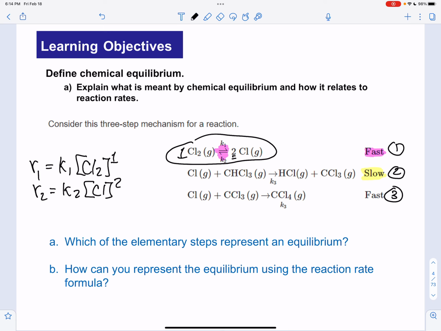So how can you represent the equilibrium then? Well, we can say that k1 times chlorine to the first order is going to equal k2 times atomic chlorine, excuse me, to the second order. So that's how we represent an equilibrium. The equal sign relates to the two arrows using the reaction rate formula.